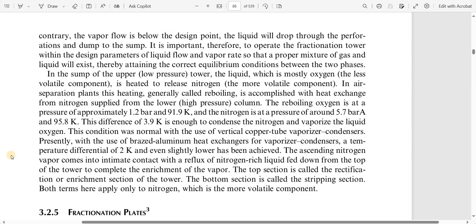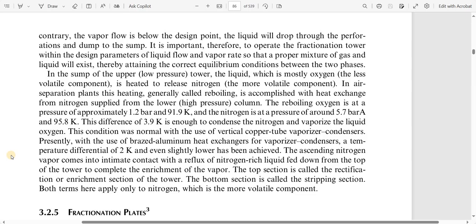In the sump of the upper low pressure tower, the liquid, which is mostly oxygen, the less volatile component, is heated to release nitrogen, the more volatile component in the air separation plant. This heating, generally called reboiling, is accomplished with heat exchange from nitrogen supplied from the lower high pressure column.